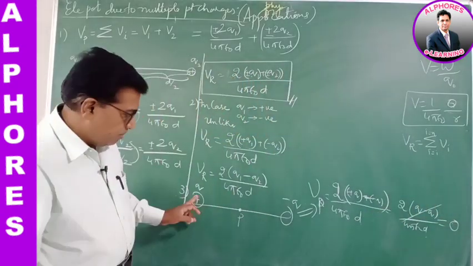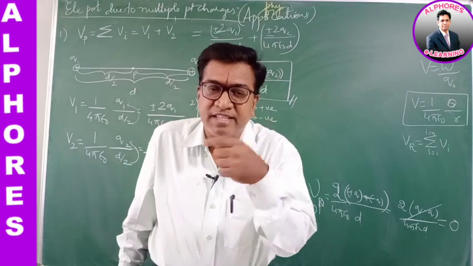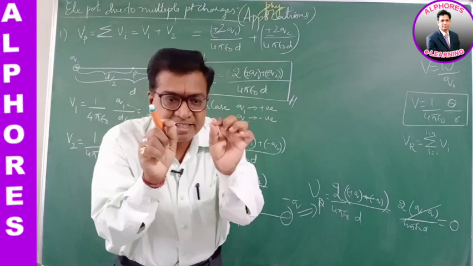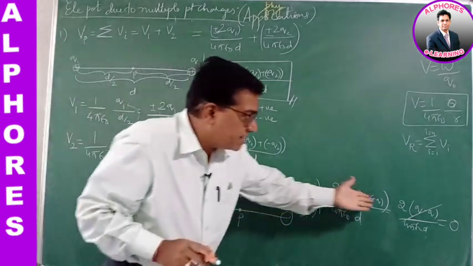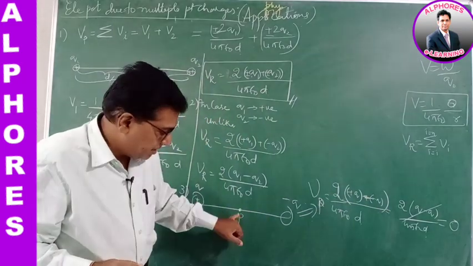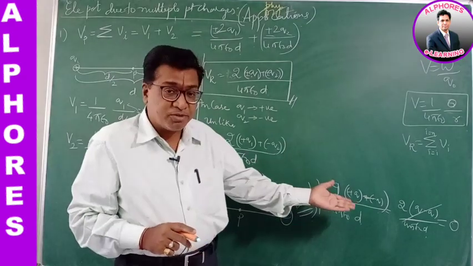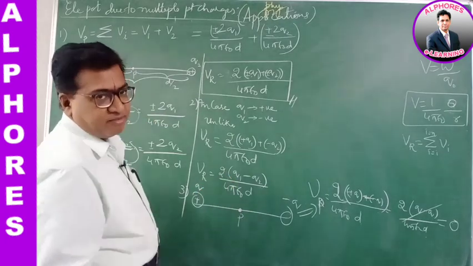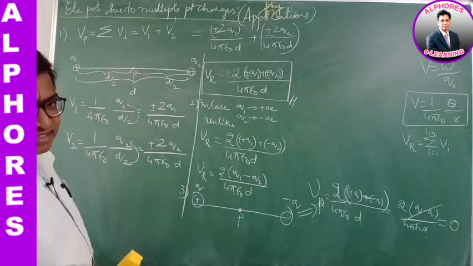Now you know, plus Q minus Q, the combination of two equal and opposite charges, I was telling you, is an electric dipole. Two equal and opposite charges separated by a small minute distance is an electric dipole. So for an electric dipole, at the midpoint between them, the electric potential is zero. So at the midpoint, potential is zero. Correct? So that way, for two different charges, it's like this.